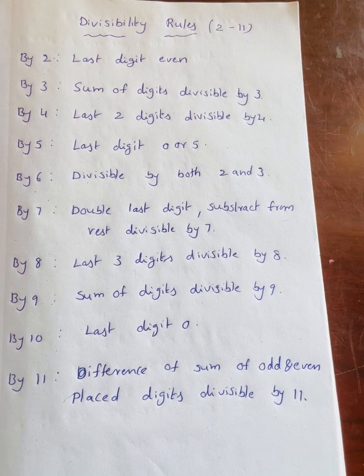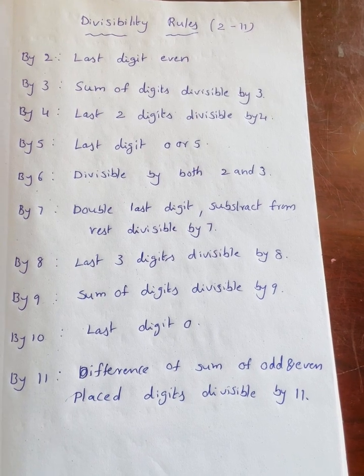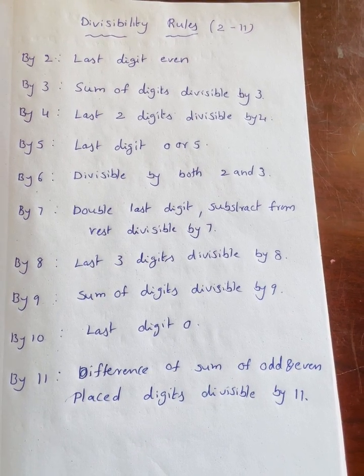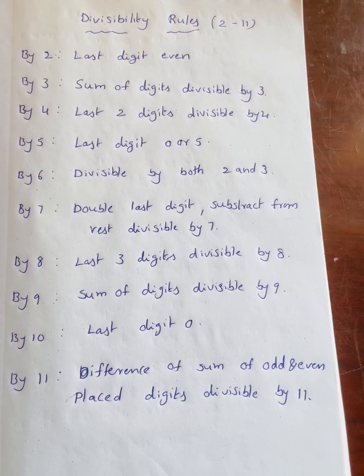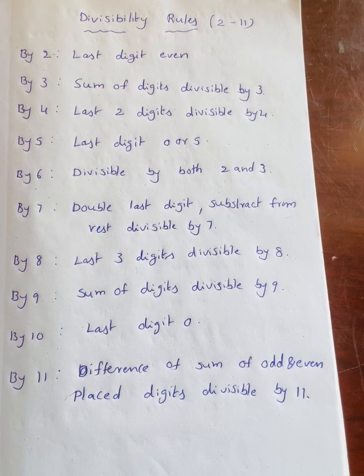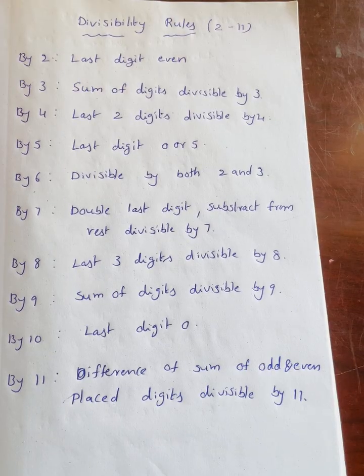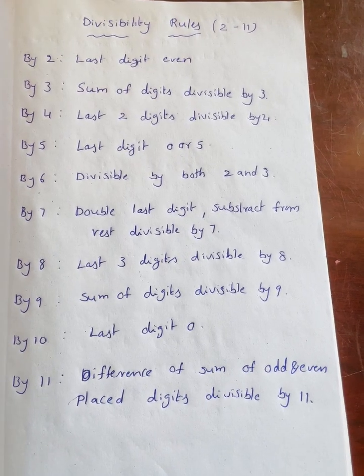By 9, the sum of digits is divisible by 9, in the same manner as by 3. This is also the same. By 10, the last digit is 0. If any number is divisible by 10, its last digit must be 0.